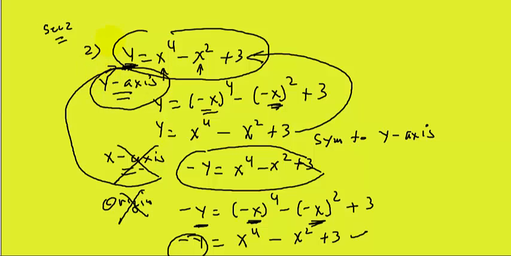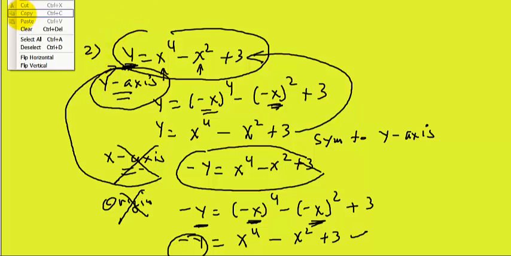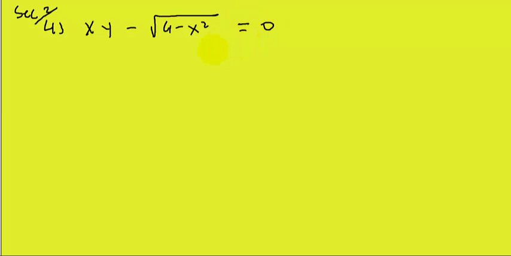Okay, so let's do one more in this section. Let's go to number 4. This is section 2. Number 4. You have x times y minus square root of 4 minus x squared is equal to 0. Okay, we're going to check for the symmetry: x-axis, y-axis, origin. Okay, let's start with the y-axis.